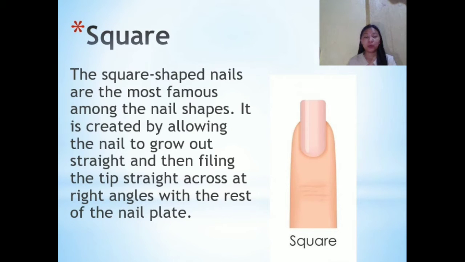And the last one among the basic nail shapes is the square. The square-shaped nails are the most famous among the nail shapes. It is created by allowing the nail to grow out straight and then filing the tip straight across at right angles with the rest of the nail plate.